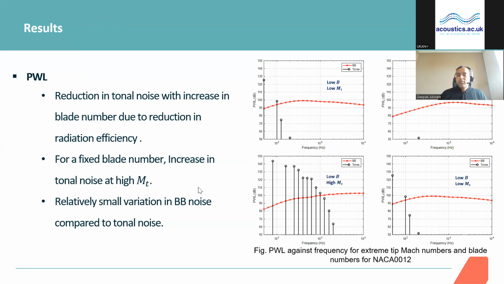And for a fixed blade number, we saw that there is an increase in the tonal noise at high MT, because it has contributions from both the source strength as well as the radiation efficiency. And one of the major findings is that even though the tonal noise varies much with blade number and tip speed, the broadband noise has more or less a flat response.